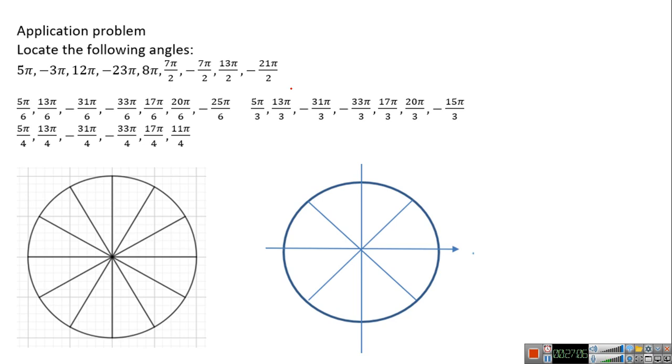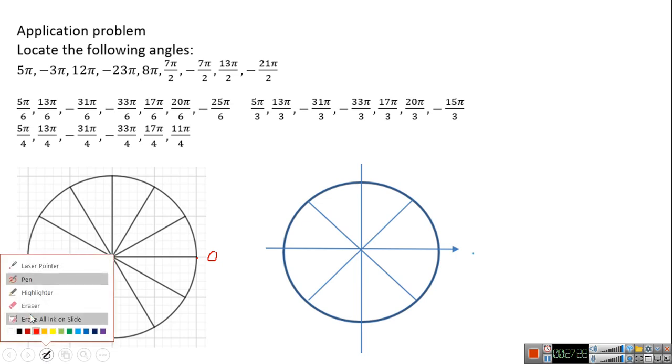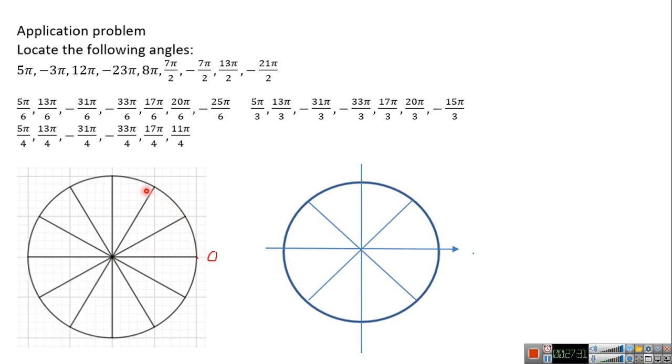Let us continue. Now I want to locate the angles. We're going to locate the following angles. This is the origin. Pi is 180. This is 1 pi, another pi, 2 pi. I'm moving positive, right? This is the positive sense, upward, and this is the negative sense.